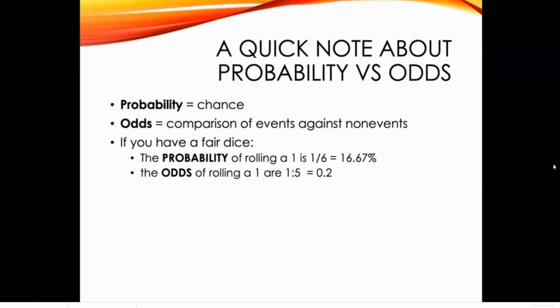And a really great example to show how probability and odds are different is just with a dice. So you have a fair dice and you roll it. Your probability of rolling a 1 is 1 in 6, so it's about 16.67%. And that's very different from your odds of rolling a 1, which are 1 against 5, which is 0.2. The probability is almost always expressed as a percentage, whereas the odds can be expressed as a decimal. And you can see how they're different here.